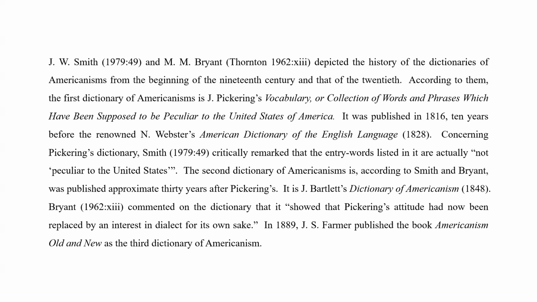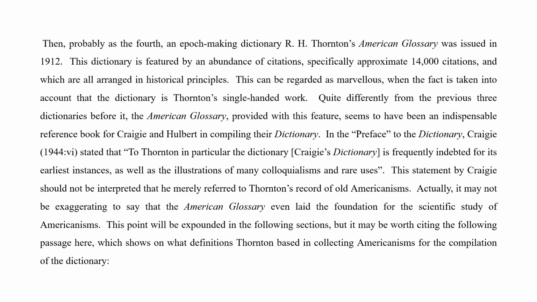Concerning Pickering's dictionary, Smith critically remarked that the entry words listed in it are actually not peculiar to the United States. The second dictionary of Americanisms was, according to Smith and Bryant, published approximately 30 years after Pickering's. It is J. Bartlett's Dictionary of Americanisms, 1848. Bryant commented on the dictionary that it showed that Pickering's attitude had now been replaced by an interest in dialect for its own sake. In 1889, J. S. Palmer published the book Americanisms Old and New as the third dictionary of Americanisms. Then, probably as the fourth and epoch-making dictionary, R. H. Thornton's American Glossary was issued in 1912.